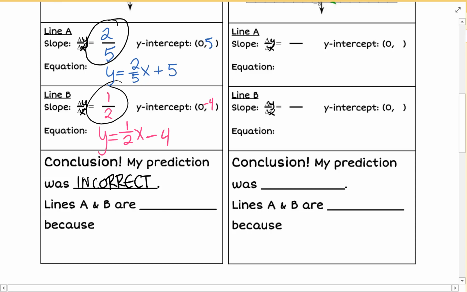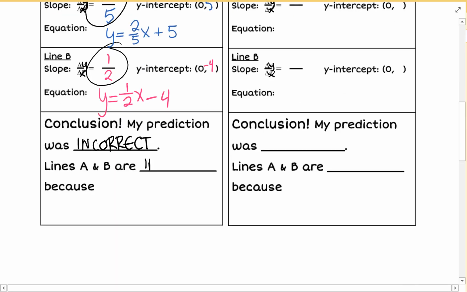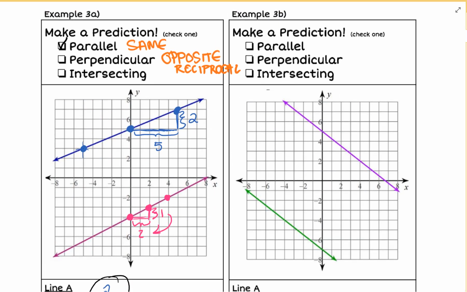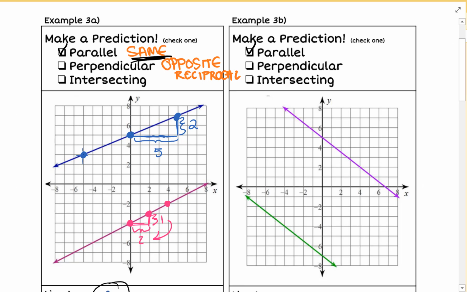Line A and line B are intersecting, not where we can see it, but they will eventually intersect because they do not share the same slope. Let's try part B. We're going to make another prediction. I think these are parallel. I think that they will have the same slope. Let's test it out.